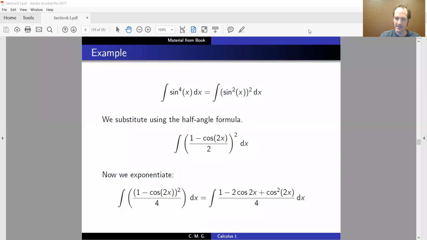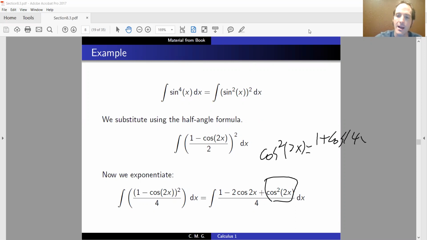So now after this, I look at this last term again, cosine squared of 2x. Now I again have to use the half angle identity for this. So cosine squared of 2x is 1 plus cosine of 4x, so I double the angle inside, divided by 2. And so this whole thing here is replaced with this. And so then what are we left with?